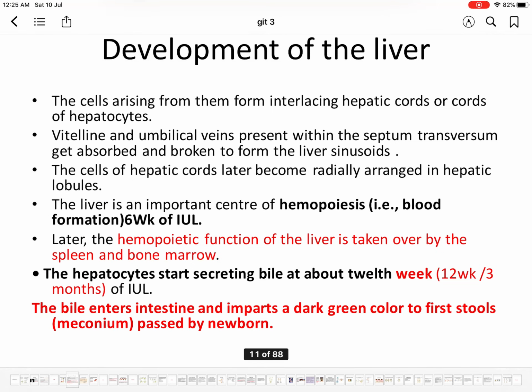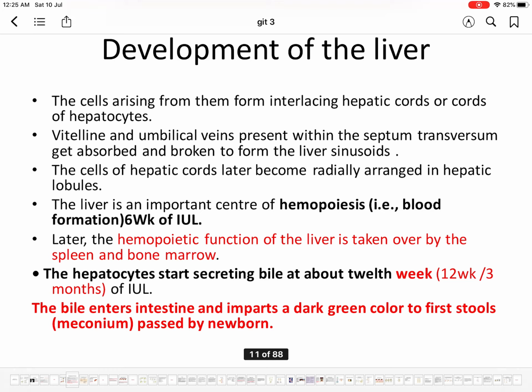Now the cells which are arising from the hepatic bud or the pars hepatica are hepatocytes, and they form the hepatic cords or the cords of hepatocytes. And the vitelline and umbilical veins which are present in the septum transversum are broken up and absorbed, and they will form the liver sinusoids. Then the cells of the hepatic cord are radially arranged and they will form the hepatic lobules.